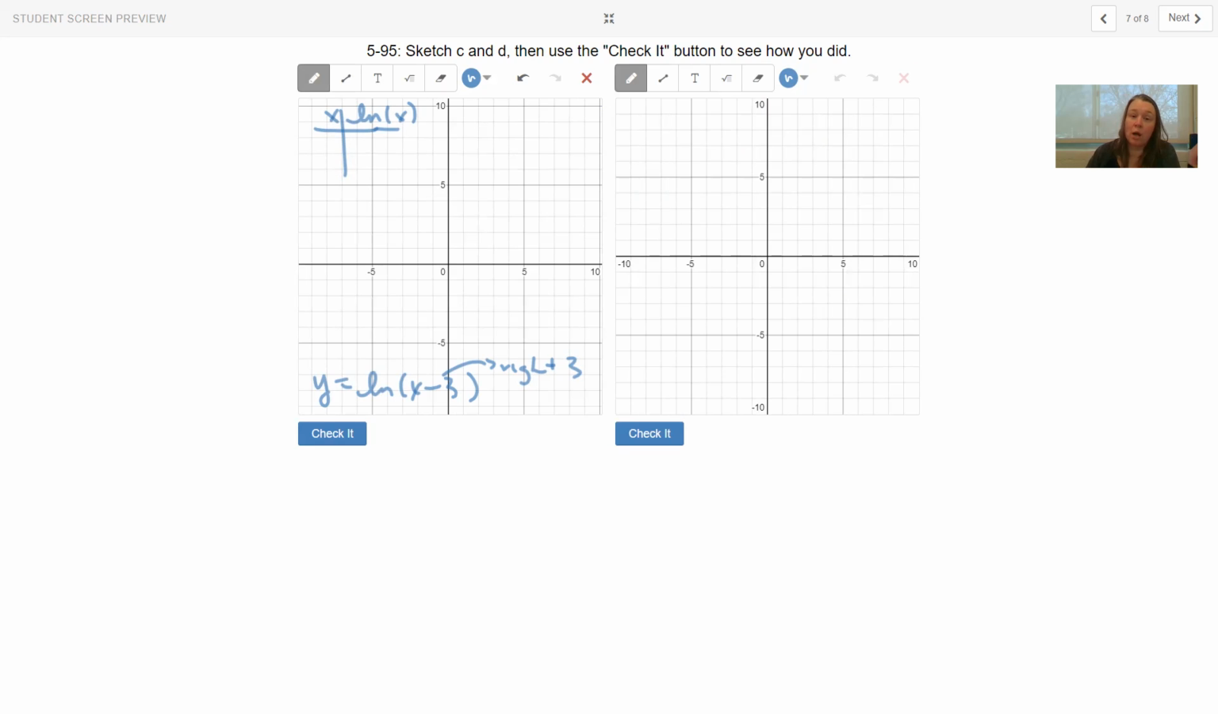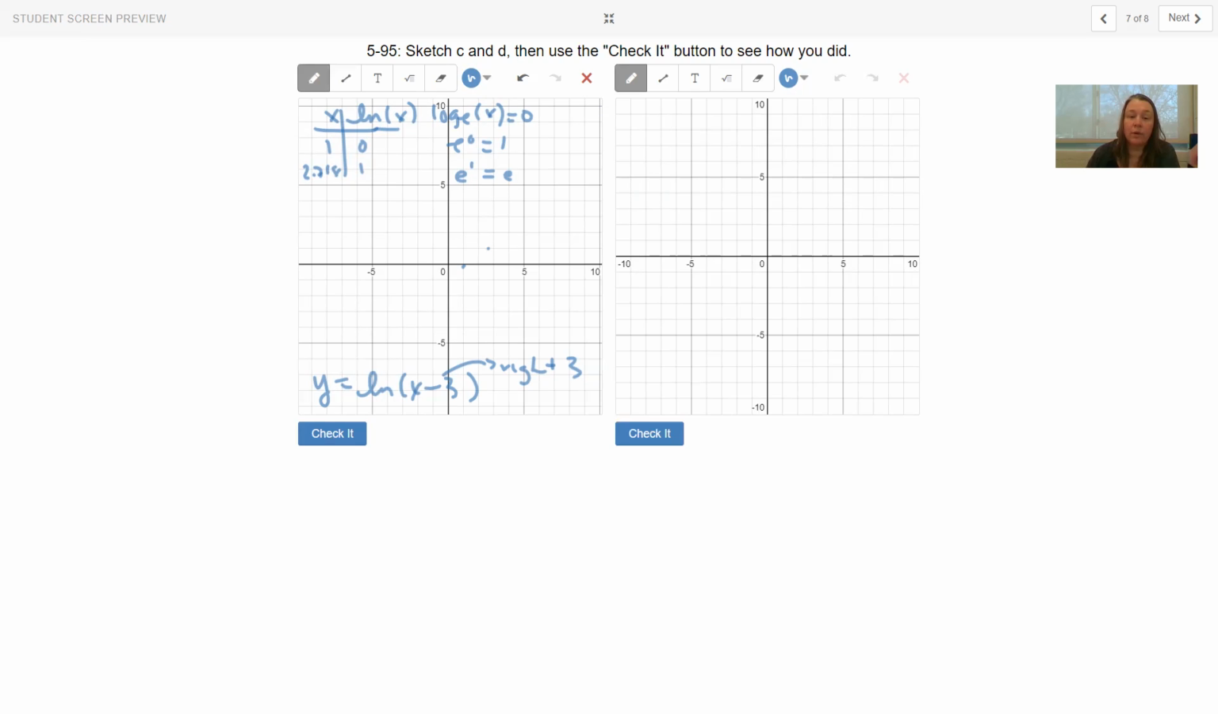So remember, natural log is a log with a base of e. So I'm going to put 0 in for y. e to the 0 is 1. And then I'm going to put 1 in. And I have e to the first is just e, which is 2.71828 and so on. So this I'm going to just estimate to like here-ish.